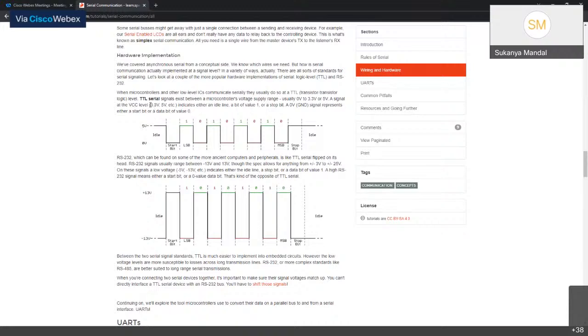A signal at the VCC level, either 3.3 volt or 5 volt, indicates an idle line, a bit of value 1, or a stop bit. A 0 volt, which is the ground signal, represents either a start bit or a data bit of value 0. So you have 0 volt here, you have 5 volt here. If you power up the devices, it either goes to 3.3 volt or 5 volt, which is the idle state, and then you have the start bit, which is of course 0, and then these are the data bits, and then here you have the stop bit, and then again it goes to the idle state.